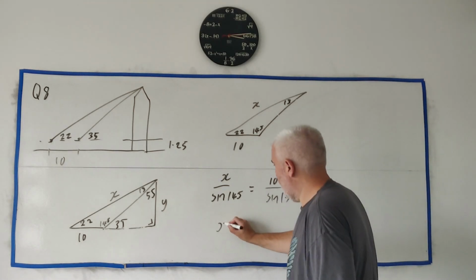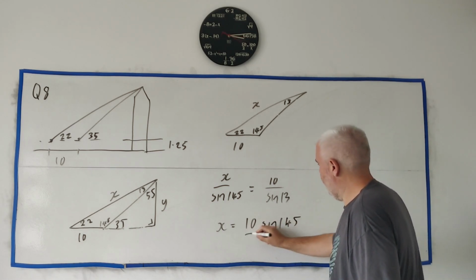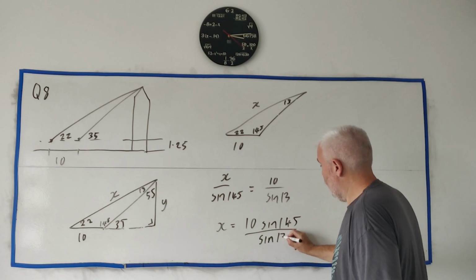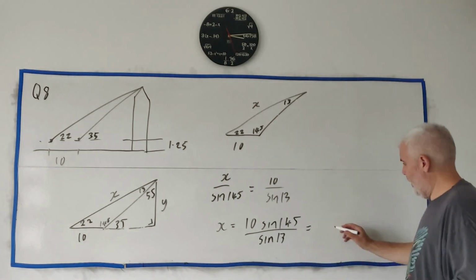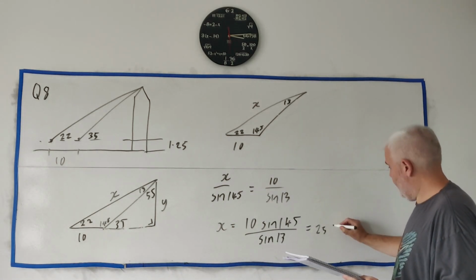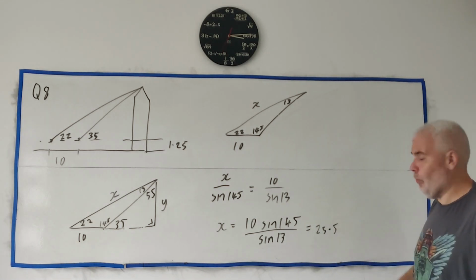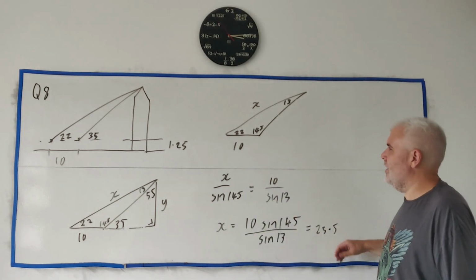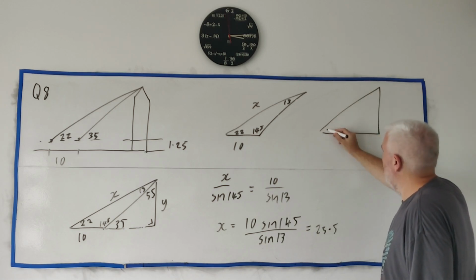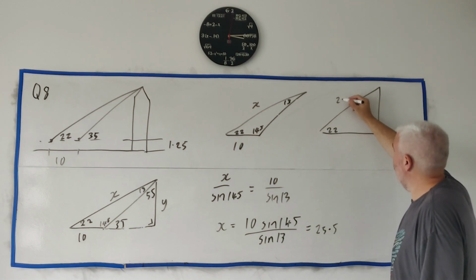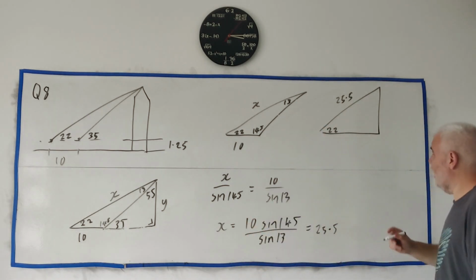Rearrange this, we just get x is equal to 10 sine 145 divided by sine 13. Put all that on a calculator and well, they give us the answer there. It's 25.4978, but rounded off to 25.5. Then lastly, we use this to find the total height. I'll draw another triangle. I'll draw the total triangle here. 22, this is 25.5, although I'll use the fully correct answer I have in my calculator.